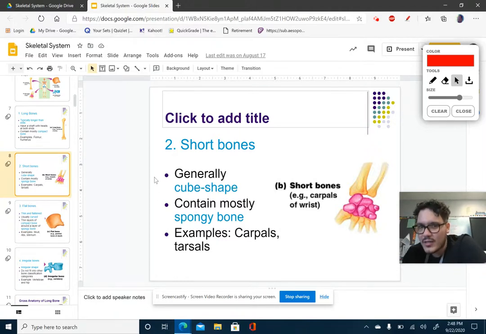Now, here's what's interesting. The short bones are mostly spongy bone. Because they're mostly spongy, they're going to provide for a wider range of motion. So you can do stuff with your hand that your hips, for instance, just can't.